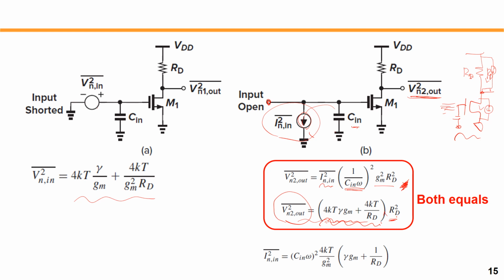So the noise we found on the right-hand side equivalent noisy circuit and the noise found in the left-hand side circuit based on input reference noise current must be equal, right? Using that fact, we can derive the input reference noise current IN, that is Cin omega square for KT over GM square times RGM plus gamma GM plus RD. So this is the final input reference noise current you can find, based on those two circuits being equivalent, okay?